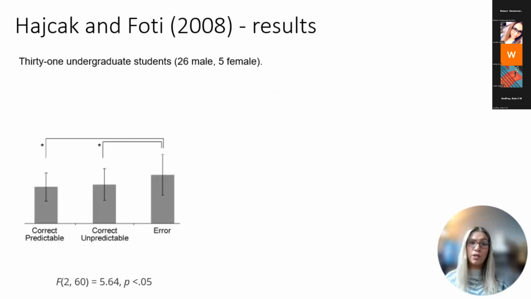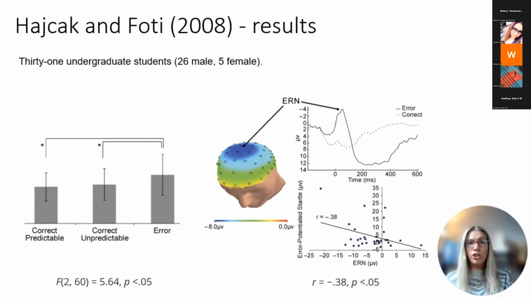Both of their hypotheses were confirmed. The magnitude of the startle response differed as a function of trial type, and the amplitude of the ERN predicted the degree to which errors potentiated the startle response. The authors concluded that the ERN appears to be indicative of individual variations in aversive reactions to errors.